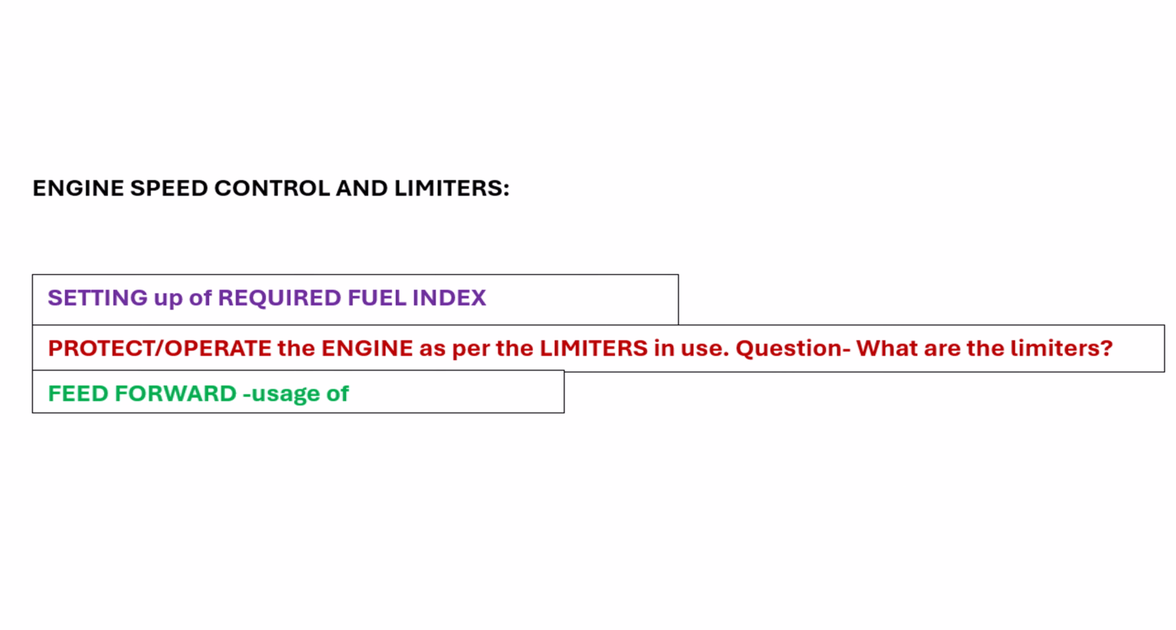Engine speed control and limiters. Setting up of required fuel index. There are a number of fuel limiters, so the setting up of the fuel index is decided by what fuel limiters are in use. That is done by the ECU. We'll talk about limiters. It operates the engine as per the limiters in use, whichever limiters are in use. So here the question comes, what are the limiters? We'll see in a while.